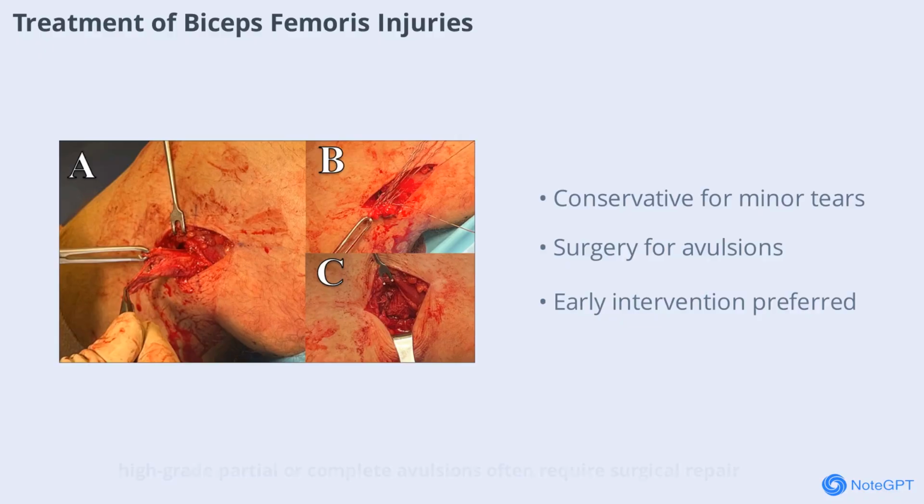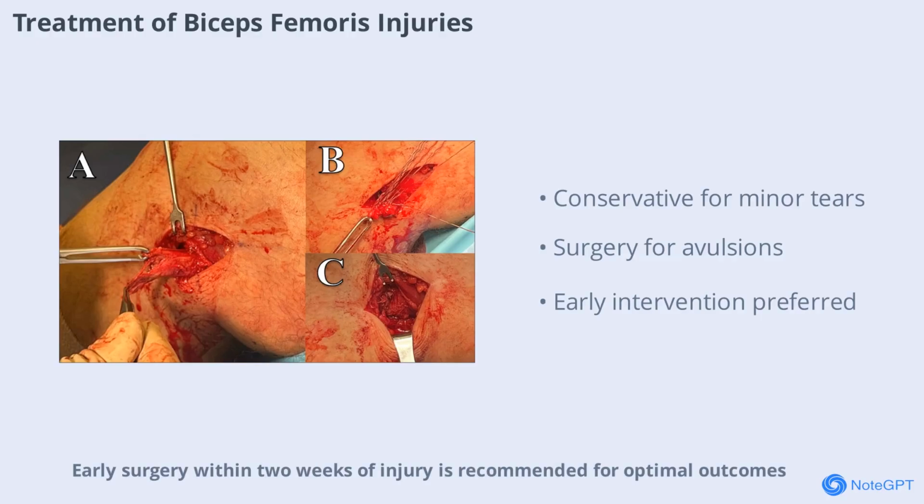However, high-grade partial or complete avulsions often require surgical repair, especially in athletes. Studies show that surgical intervention leads to higher rates of return to sport and lower recurrence compared to non-operative treatment. Early surgery within 2 weeks of injury is recommended for optimal outcomes.